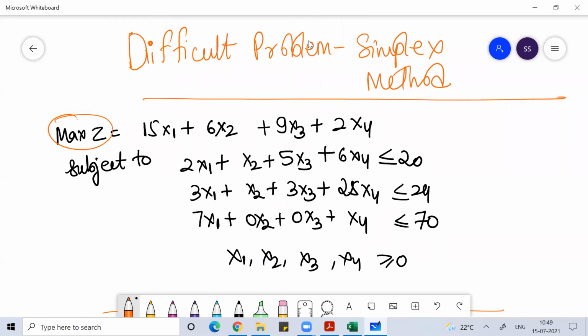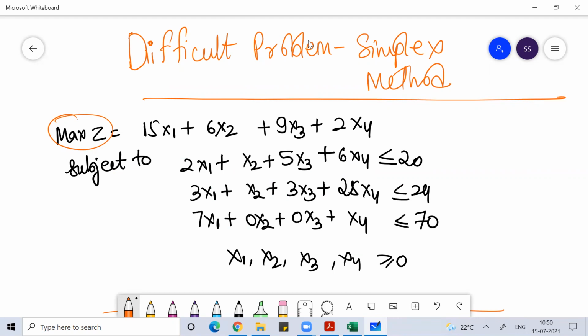Next thing, the constraints should always have less than or equal to sign. Whenever we are solving the problem by using simplex method, your constraints should always have less than or equal to sign. Once these things are clear, once you know that your objective function is maxima and your constraints have less than or equal to sign, then you can start solving the problem.